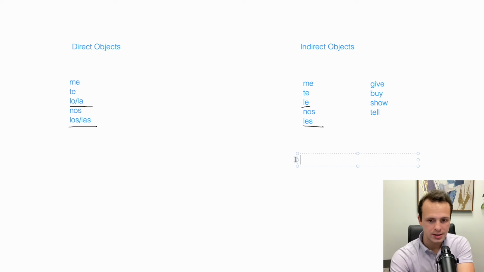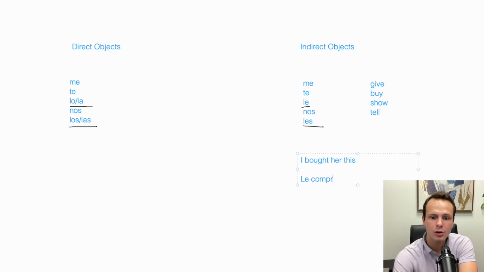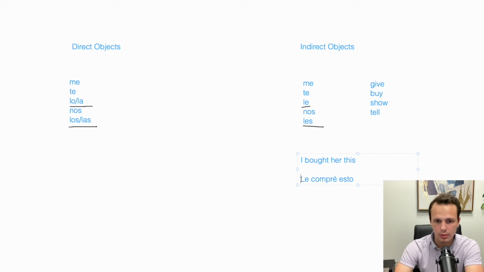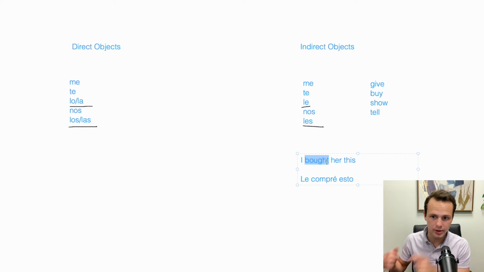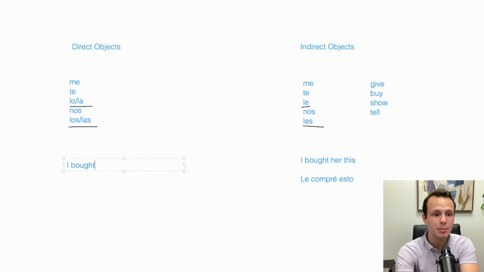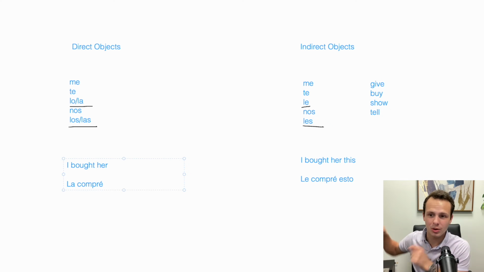For example, if I say, I bought her this, this would be le compré esto, and we're using le because technically this is the direct object. That means that this is the direct recipient of buying. I bought this. I didn't buy her. If I were to say, this is a weird example, I know, but if I were to say I bought her, that would be la compré, because I directly bought her.